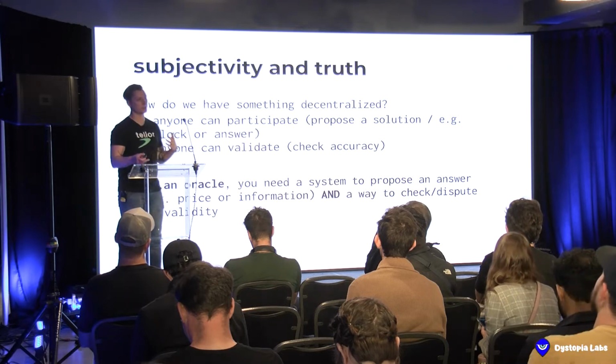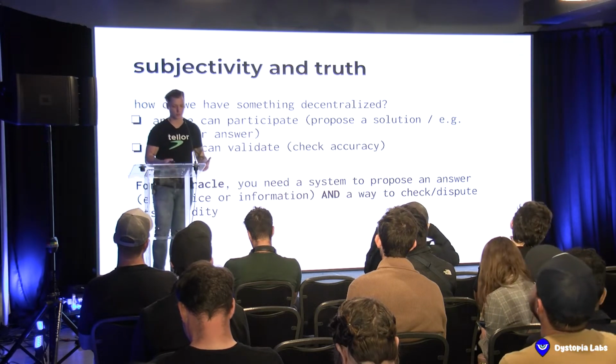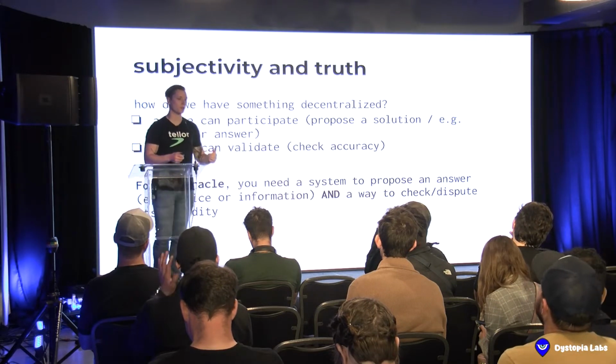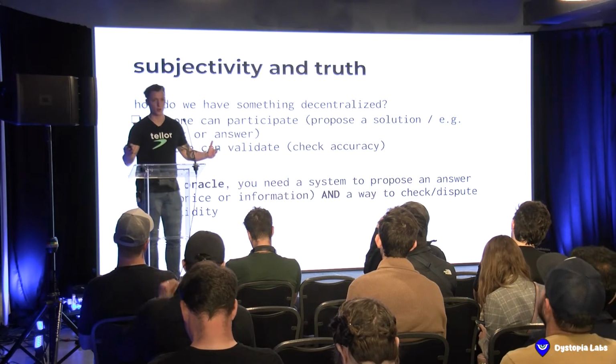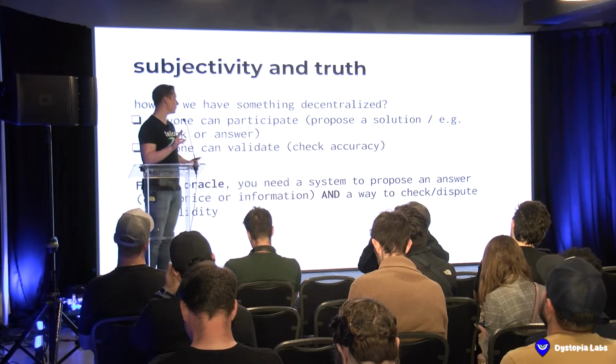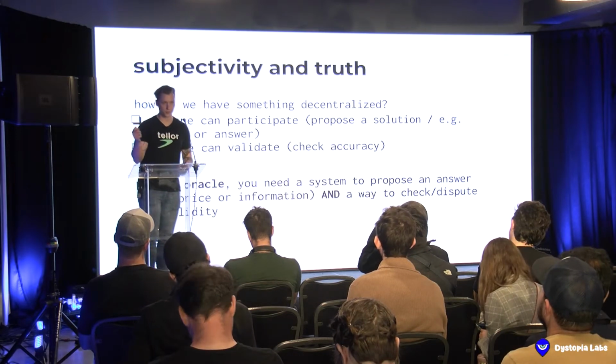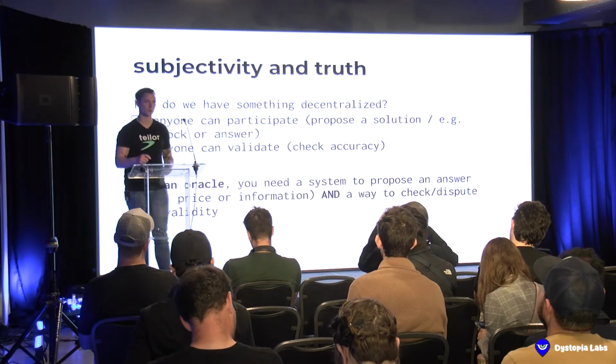So the first question when we're trying to create a decentralized oracle, or use an oracle in the space, is: how do you make something decentralized at all? Bringing it back to the L1 layer, there are basically two components to it. First, you need anybody to be able to participate. That's the first check of something being decentralized.